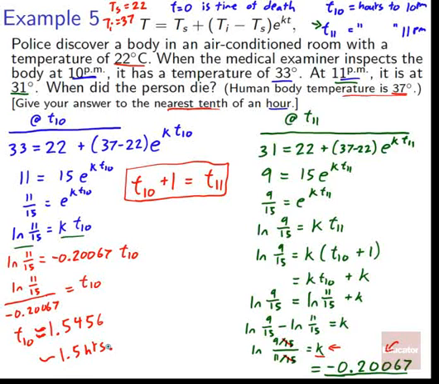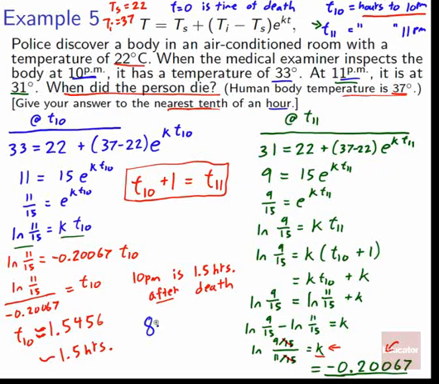Now we want to know, what time did the person die? When did the person die? Well, T10 is the hours to get to 10 p.m. from time of death. So if it's 1.5 hours to get to T10, then death occurs 1.5 hours before 10 p.m. We know that 10 p.m. is 1.5 hours after death. So if we go back 1.5 hours from 10 p.m., we get 8:30 p.m. as time of death.